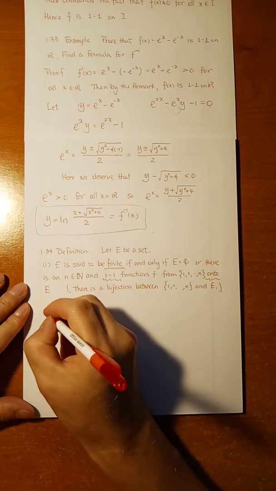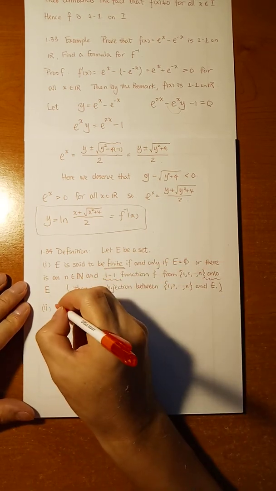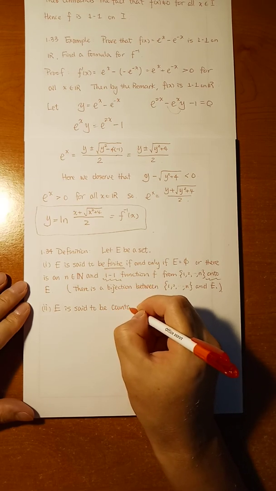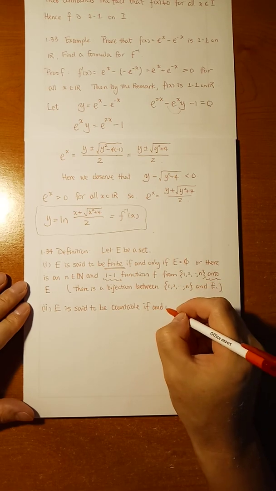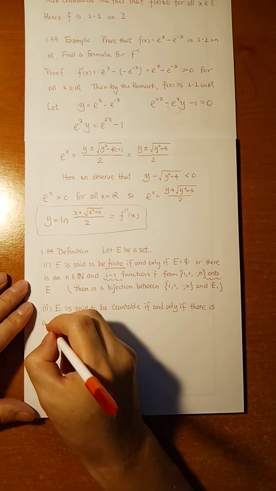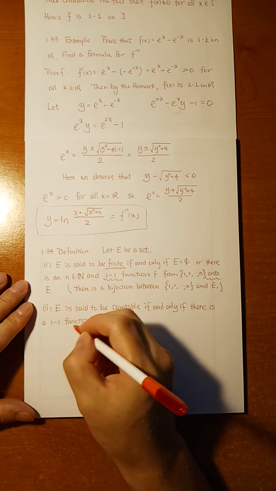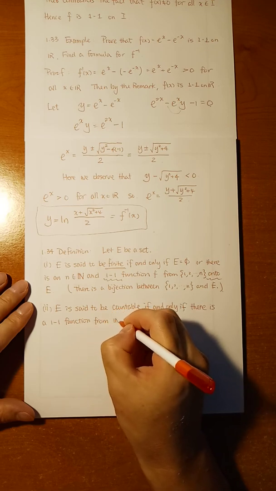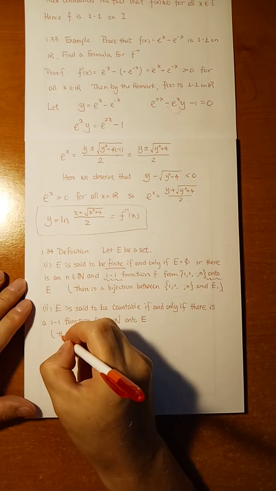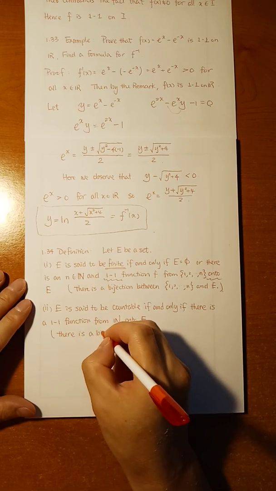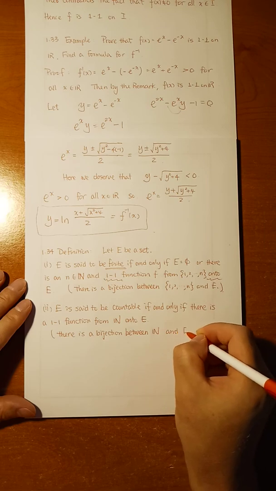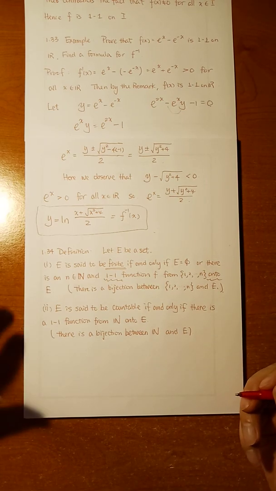Okay, and second, E is said to be countable if and only if there is a one-to-one function from the natural numbers onto E. So there is a bijection between N and E. Then this is called countable.